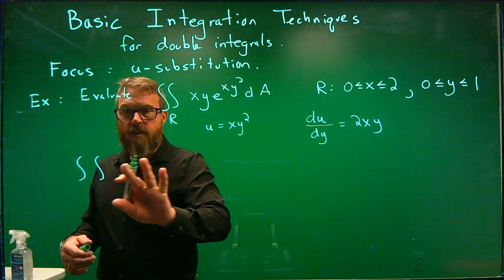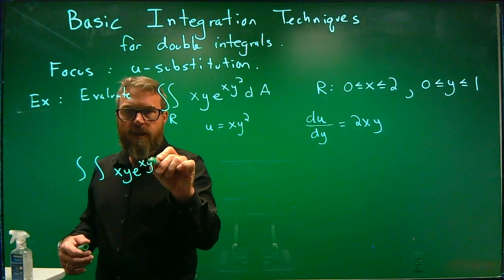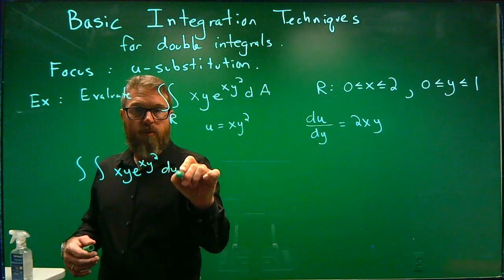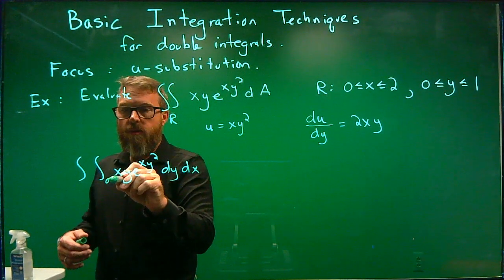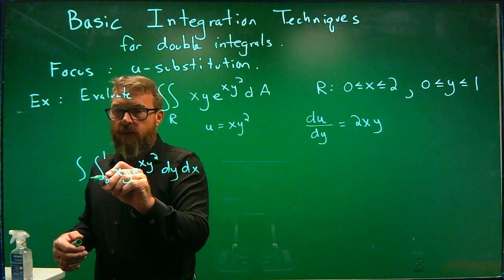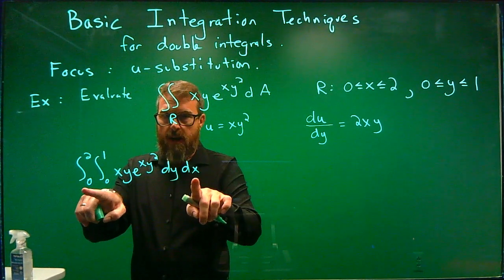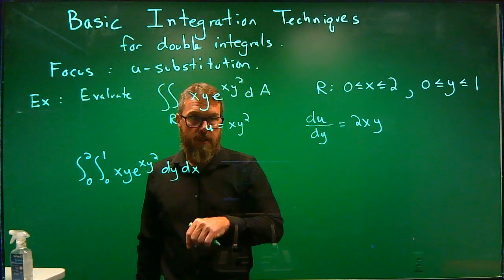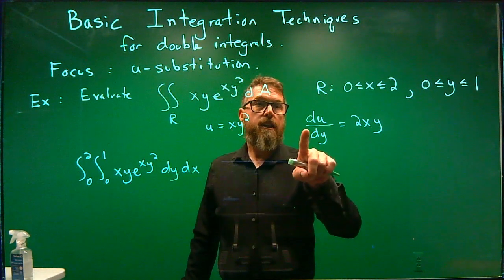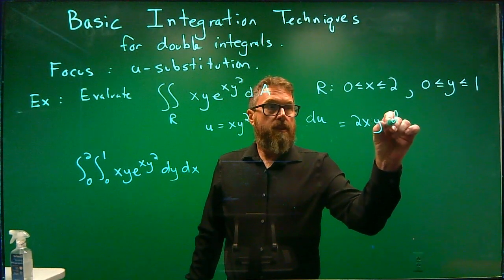So this is going to be equal to xy e to the xy squared. I know I'm going to want to do dy first and then dx second. Y ranges from 0 to 1, and then x is going to range from 0 to 2. Remember that inside is going to be your y's and outside will be your x's. All right. Now let's turn this into u's using this thing right here. So du, sending the dy to the other side, is going to be equal to this.